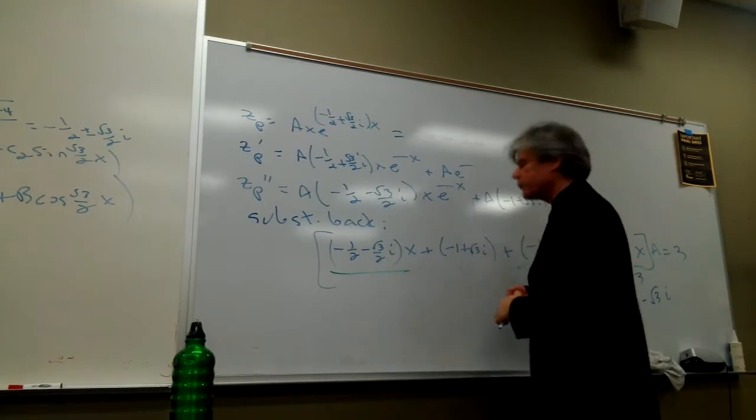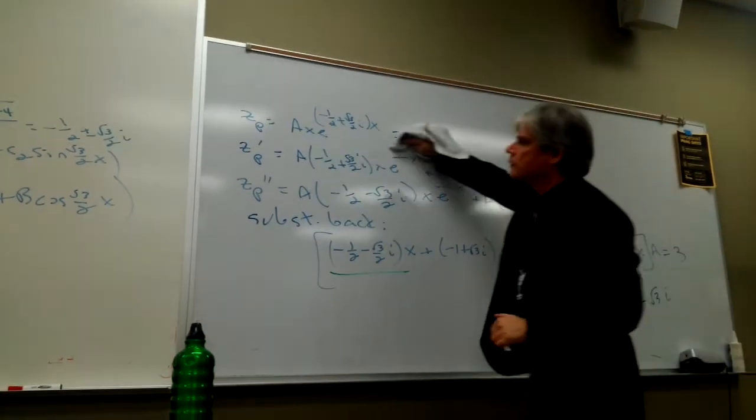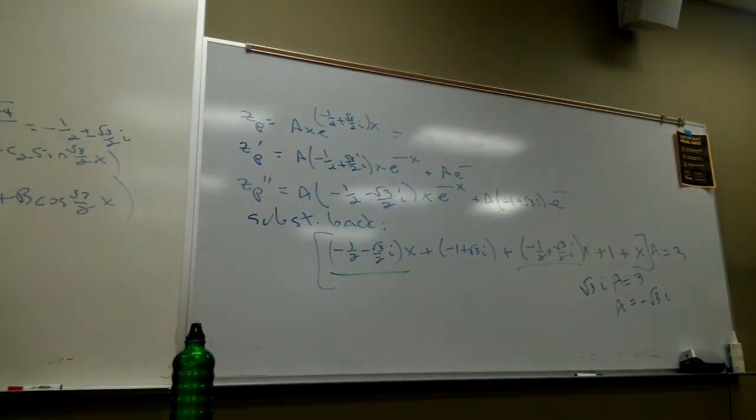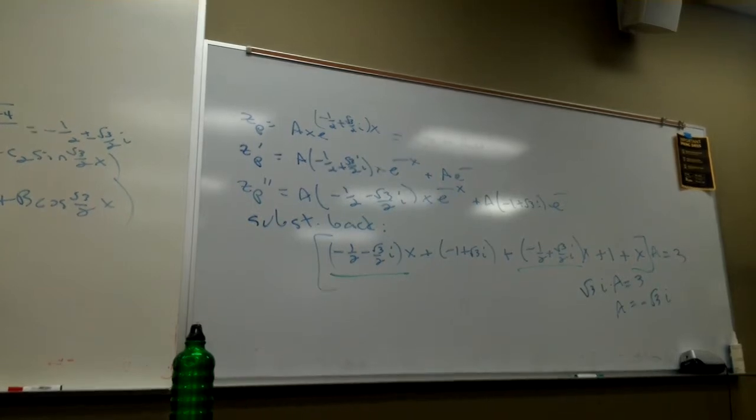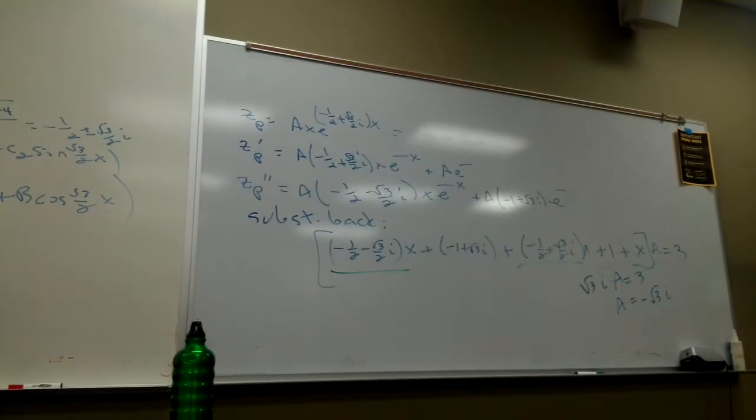And I think that tells me the following. You know what, I'm not going to have enough room for this. Can I start over? Let me jump in over here. So I think that z sub p becomes my a times my x times e to the power. But substituting in that a constant value that I found to be negative root 3i, here it is.